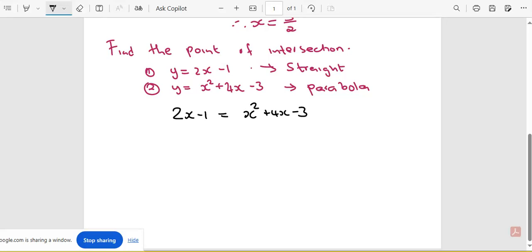To solve for x, I can bring everything to the other side. I can say x squared plus 4x. I'm going to take this 2x to this side to be negative 2x. Then I have minus 3. The 1 will come this side to be positive 1. Everything is equal to 0. I can now add the like terms. I'll have x squared, 4x minus 2x.